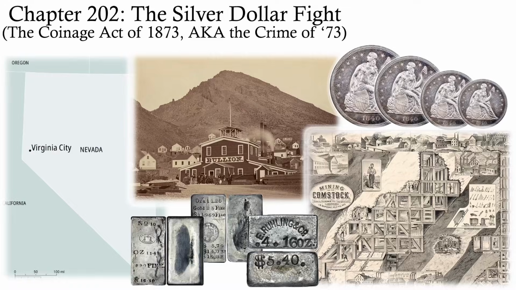Also in 1859, there was a major discovery of silver in Virginia City, Nevada, called the Comstock Lode, and it sparked a mining boom, transforming Virginia City into a thriving hub and making Nevada the site of the most valuable silver deposit in U.S. history.